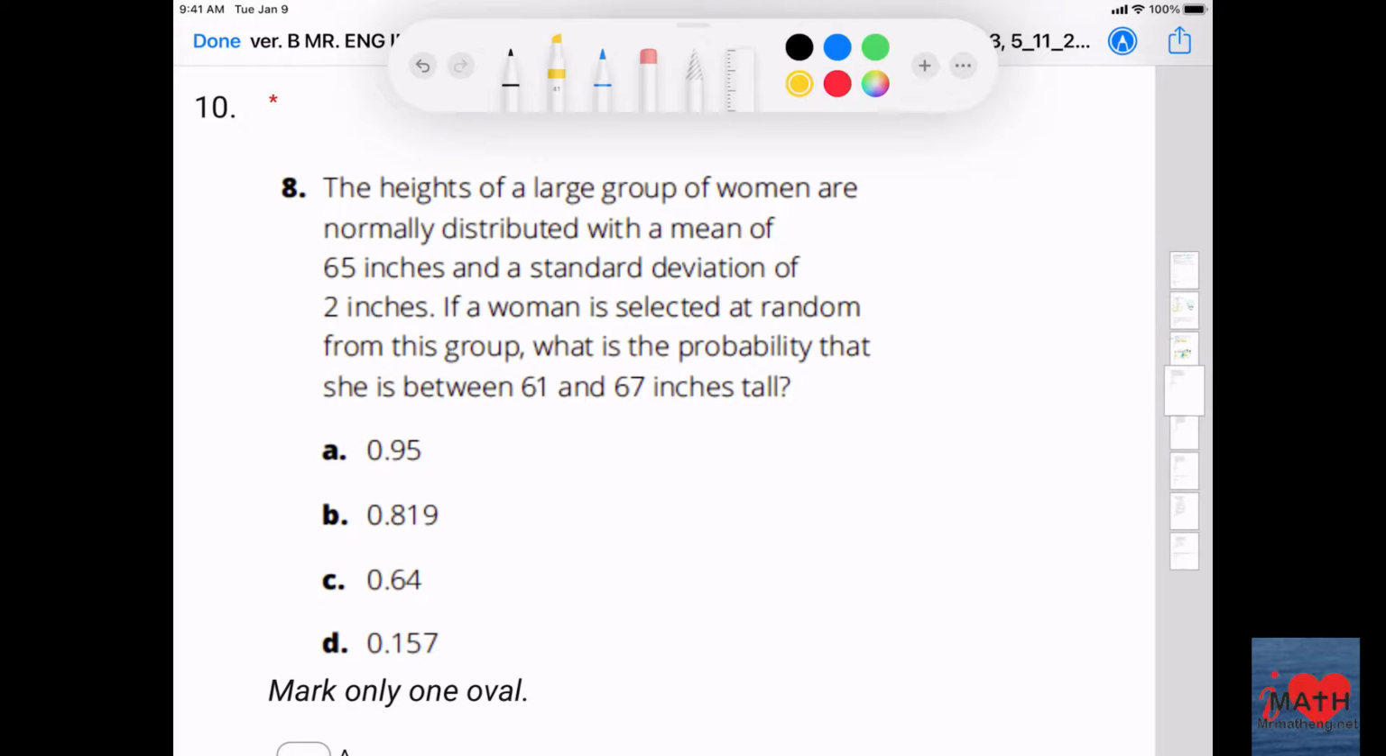All right, question number 8. The heights of a large group of women are normally distributed. So that just tells me draw a normal curve with a mean of 65 inches. So that again is a measure of center.